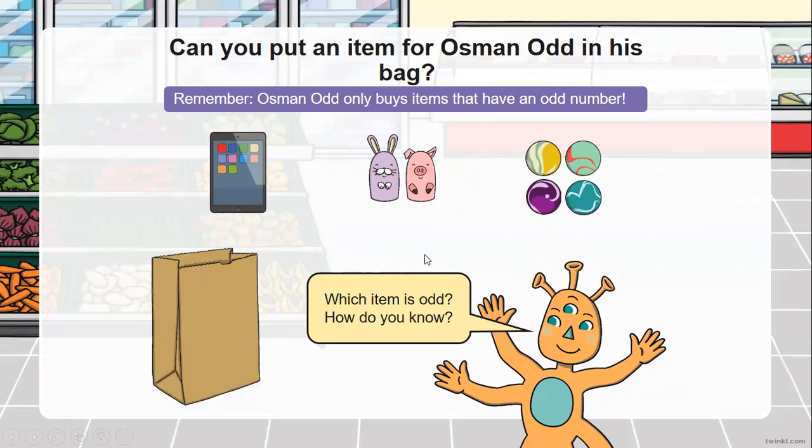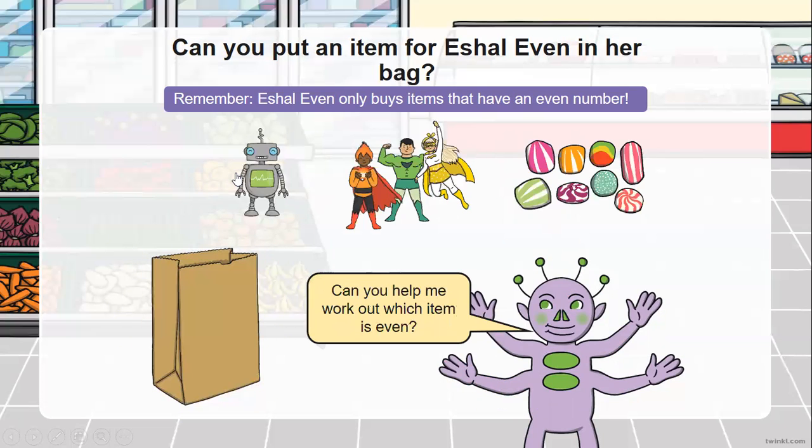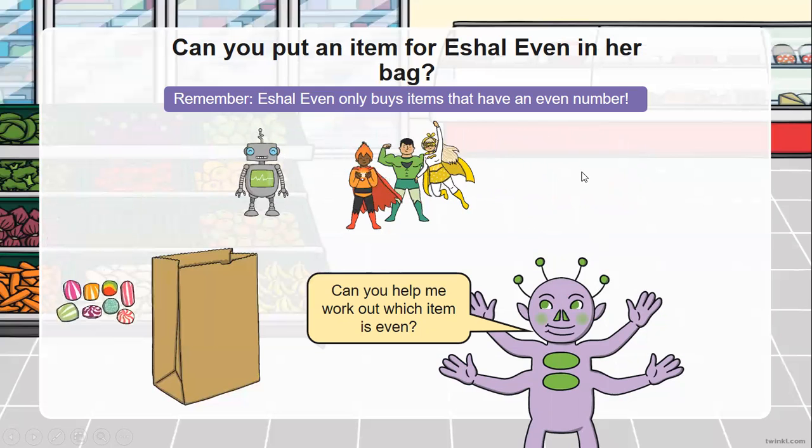Now, let's see Osman Odd, he bought how many items? So 1 iPad or 2 toys or 4 marbles. So of course he bought 1 iPad because 1 is an odd number. Let's check Aishal Even. Did he buy 1 robot or 3 superhero toys, or did he buy 8 candies? Of course, not the 1, not the 3. 8 is an even number.